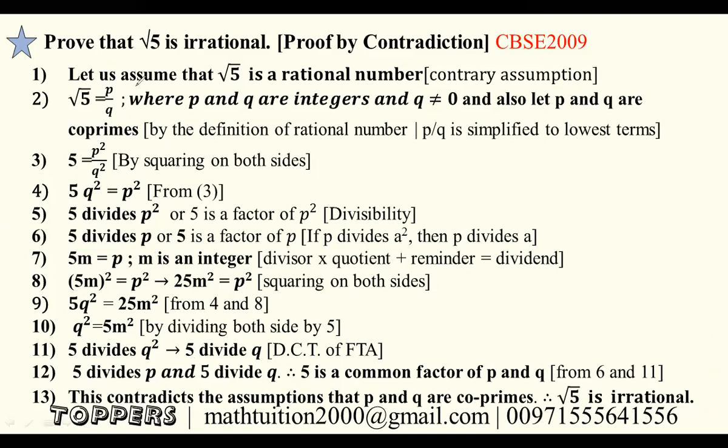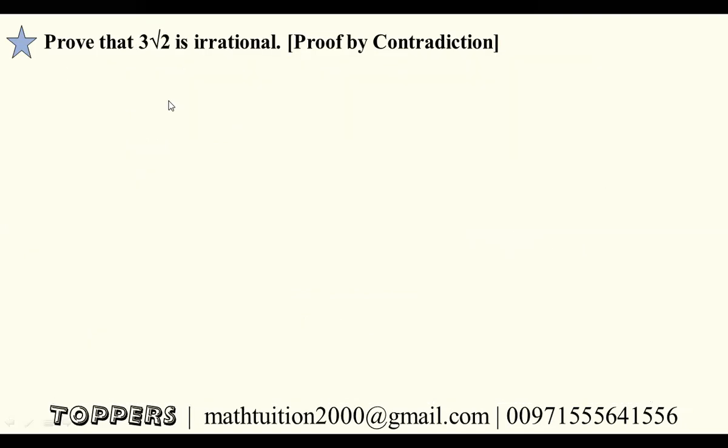Okay. Note it. One more problem we can do in this session. Prove that 3 root 2 is irrational. Here we are just approaching in a different way, because we already proved that root 2 is irrational. It is a well-known fact, root 2 is irrational, and that fact we can use here.